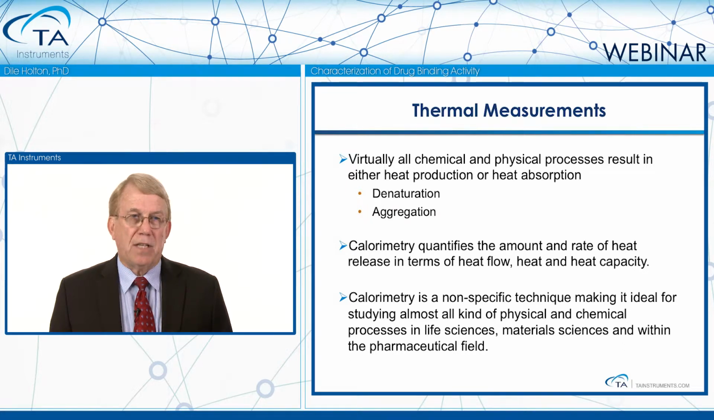Calorimetry quantifies the amount and the rate of heat released in terms of heat flow, heat, and heat capacity. This is important to know when you start characterizing things that have to do with compatibility, stability, and aggregation. Calorimetry is also a non-specific technique, making it ideal for studying the kinds of physical and chemical processes in life sciences, material sciences, and within the pharmaceutical field, and especially the biopharmaceutical field.